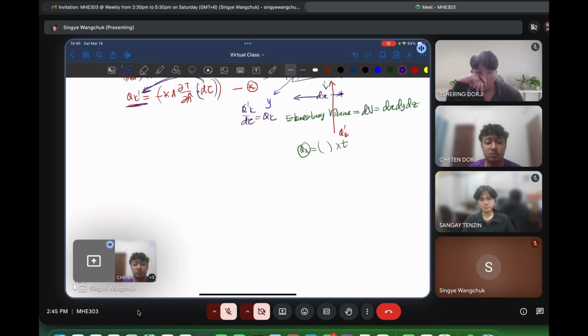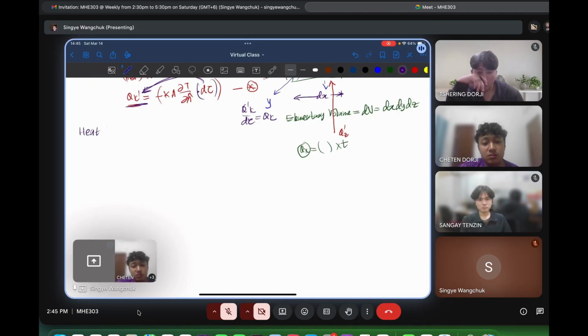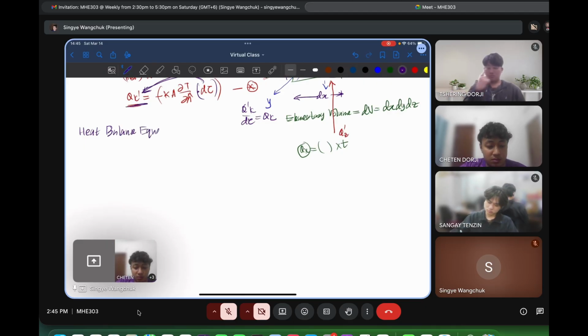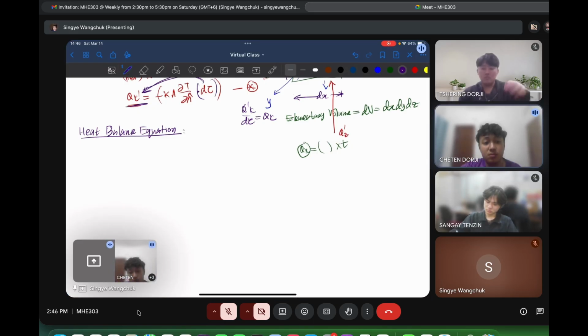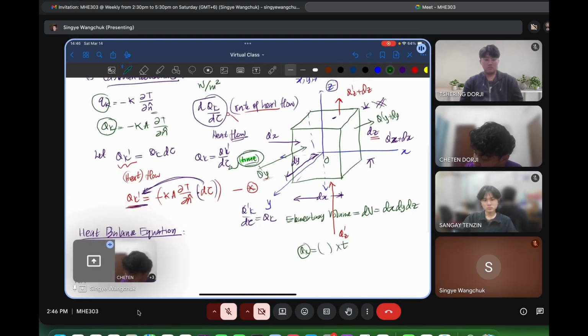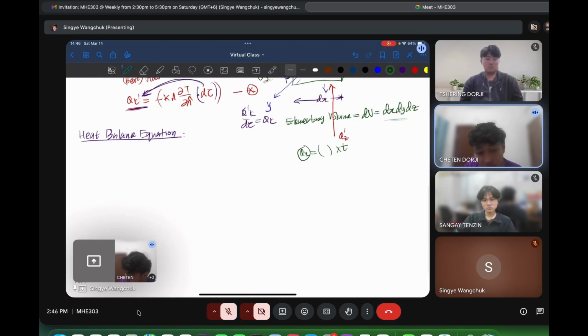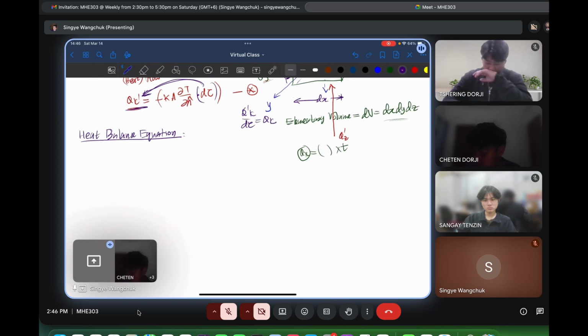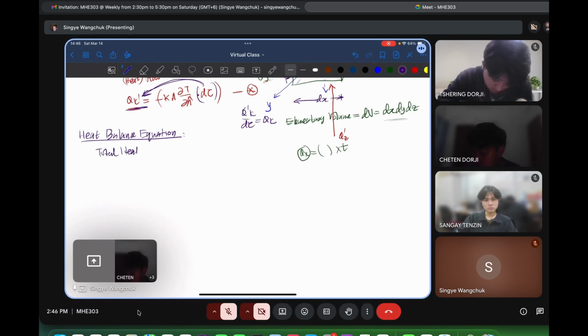Now we have the heat balance equation. Heat balance equation. This is the basis on which we will do a heat analysis on the element dV. What it says is that it gives the account of the total heat held or absorbed by the body.